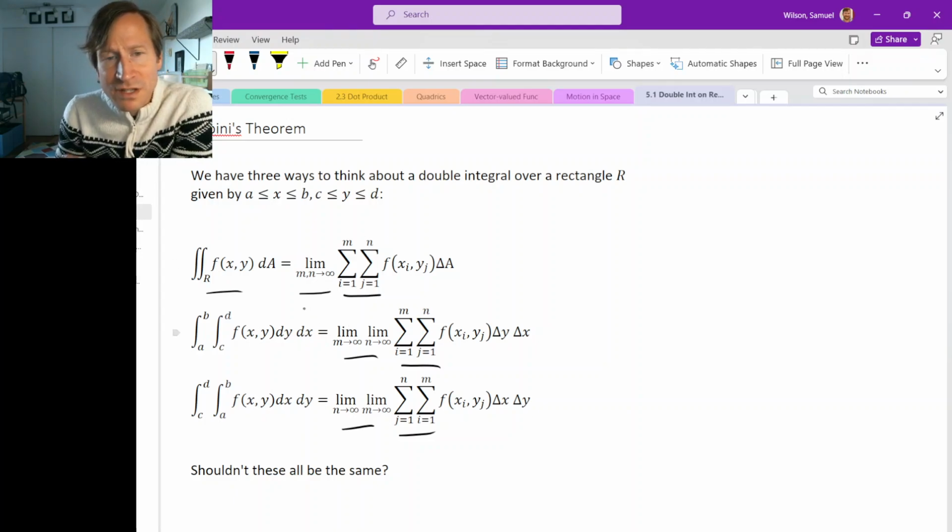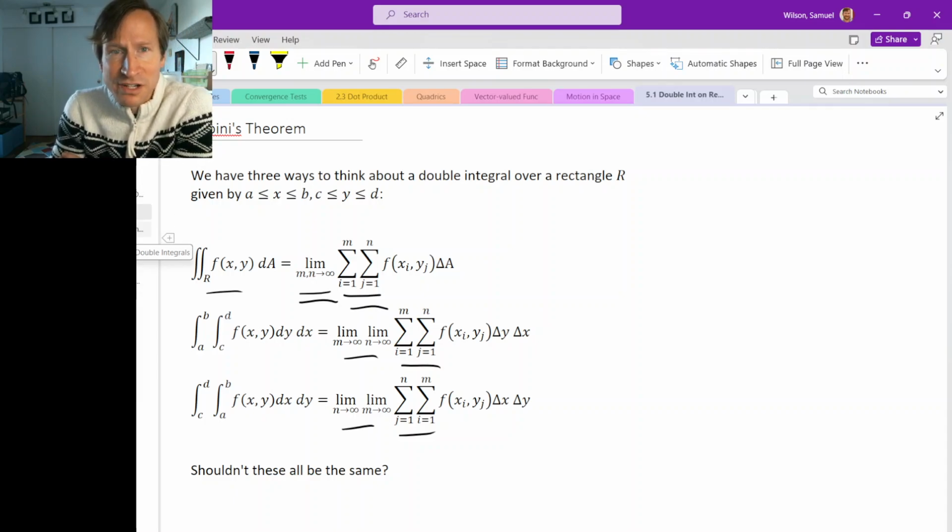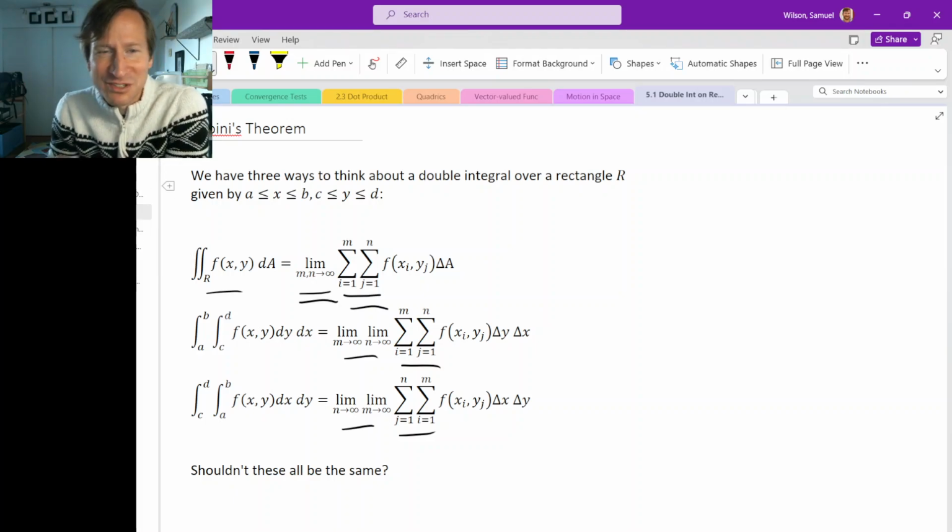But because all of these are built on limits and sums, they have some very nice properties that they pass on to double integrals. All of these properties we're already familiar with for single integrals, but it is good to understand that these properties are true for double integrals and why they are true for double integrals, right?